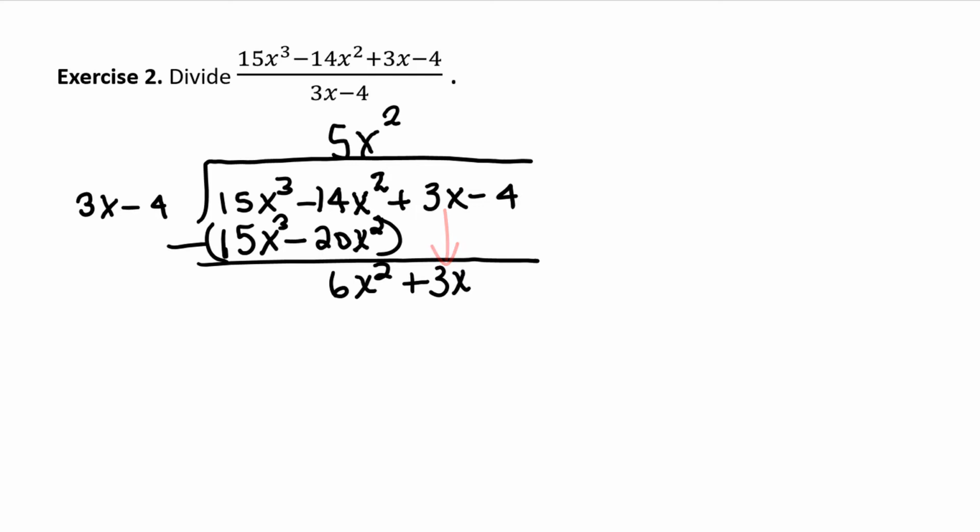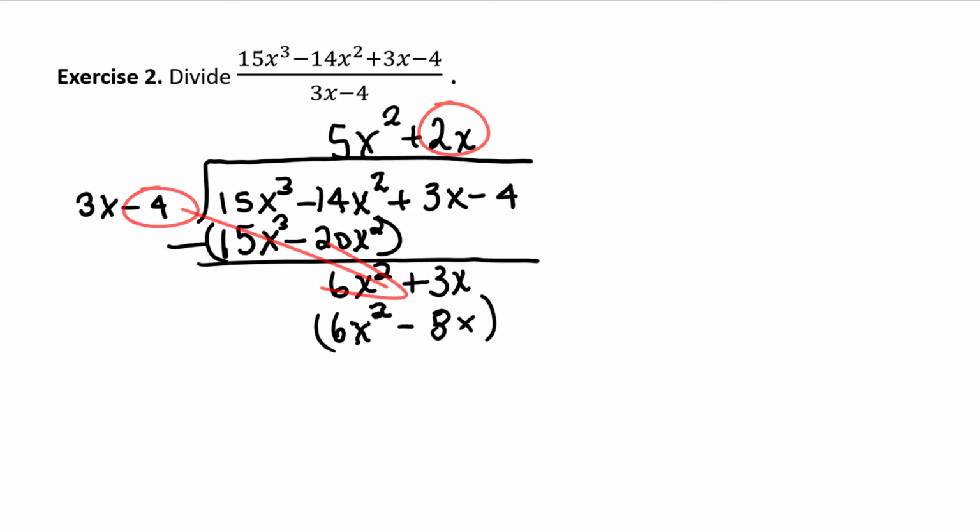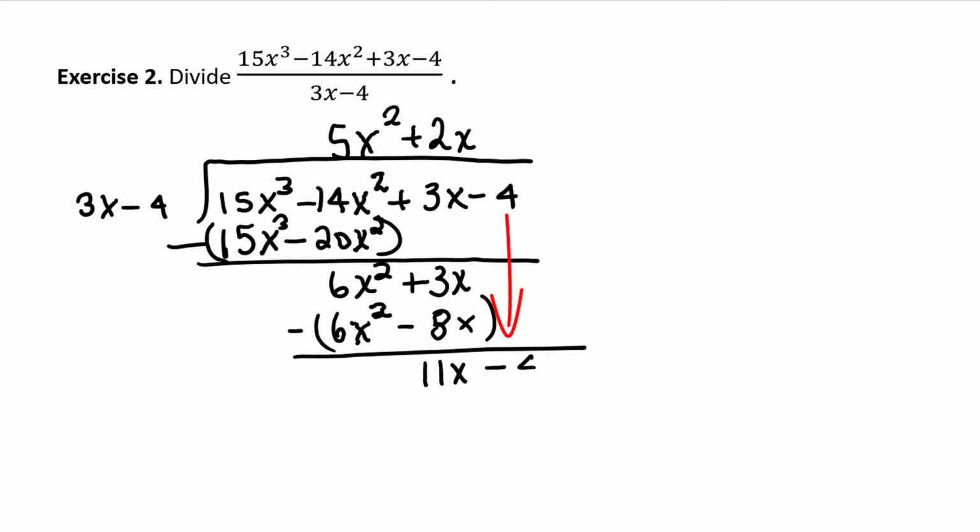What times 3x will give you 6x squared? You need one more x, and you need a factor of 2. So 2x times 3x is the desired 6x squared. 2x times negative 4 is negative 8x. And again, remember to subtract. 6x squared minus 6x squared gets rid of that term. That's what we needed. Now, 3x minus negative means add. 3x plus 8x is 11x, and then bring down the 4.